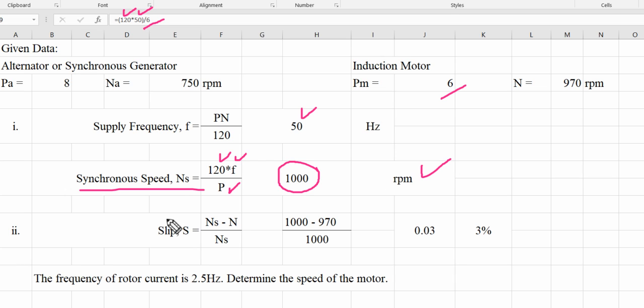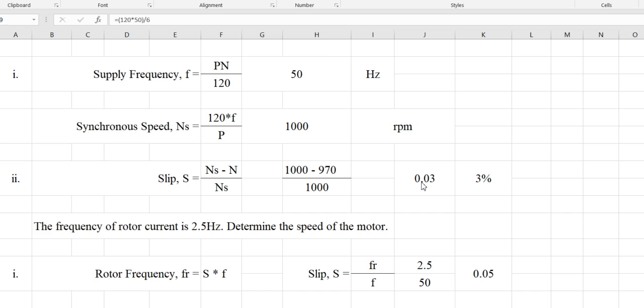Then what I have to evaluate is the slip. S is equal to (Ns minus N) divided by Ns. 1000 is the synchronous speed, 970 is the given actual speed of the induction motor, divided by 1000. I will get a value of 0.03. In terms of percentage, you multiply by 100 and you will get 3%. This is the solution required for the first part.